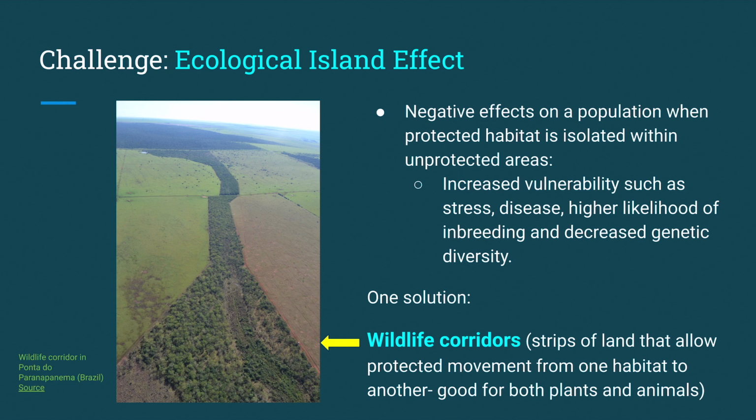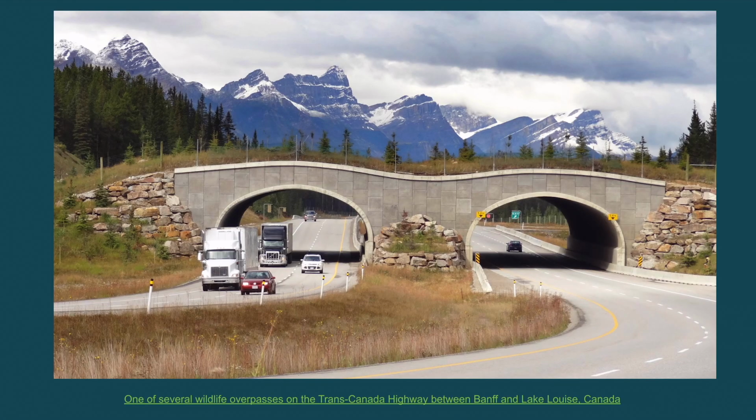from others. One solution that is commonly used here are what are called wildlife corridors, connecting protected areas, which help the safer movement of animals and plants between protected areas. And sometimes these are over or under passes for wildlife to protect them from roads.